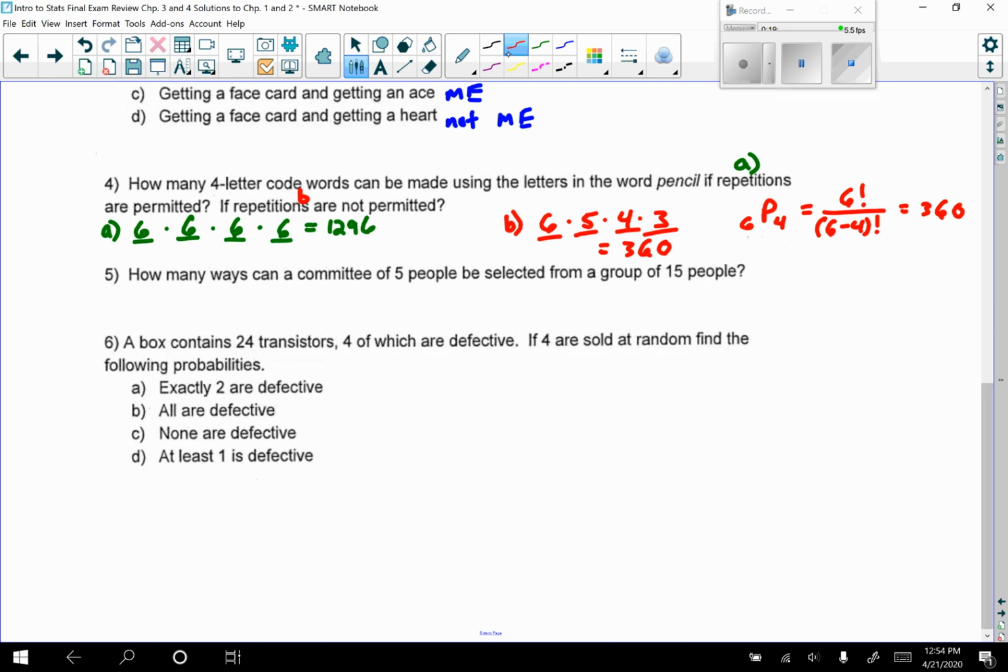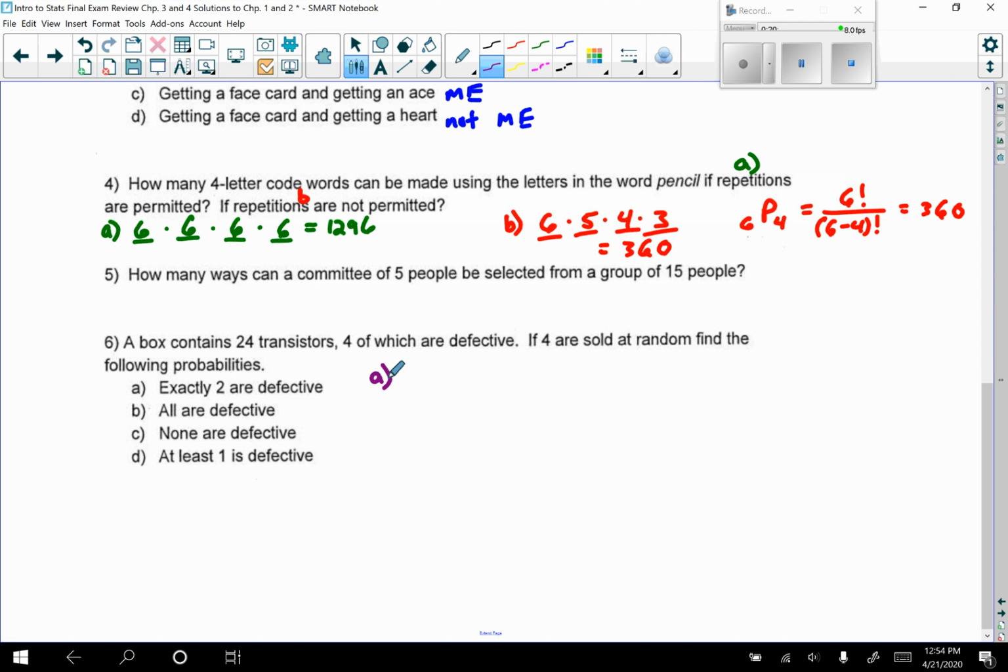All right, and then number 6 is just taking us through the probability now. So this is combinations that we're going to be looking at. And of course, there are some other ways to figure this out, but I like sticking to the formula. So a box contains 24 transistors, 4 of which are defective. If 4 are sold at random, find the following probability.